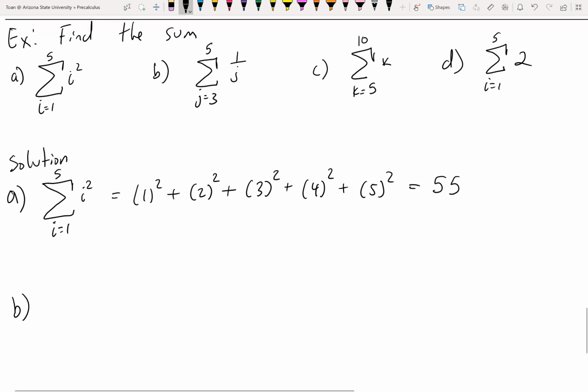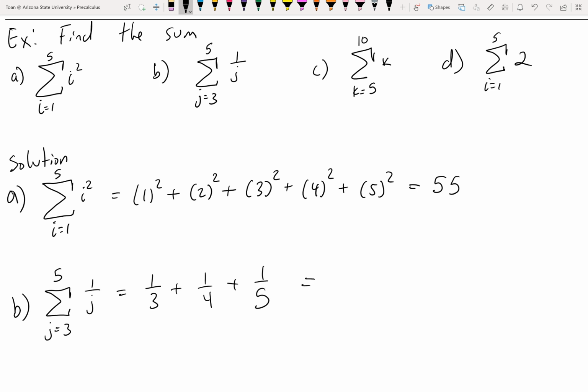Letter B. The only reason why we're doing this example is to show you that we don't always have to start at 1. This sigma notation tells us, hey, start at 3. So plug in 3, and then just keep incrementing until you reach the top number. So 1/3 plus 1/4 plus 1/5. Common denominator is, what's that, 60? That's 47/60. And you cannot reduce that.